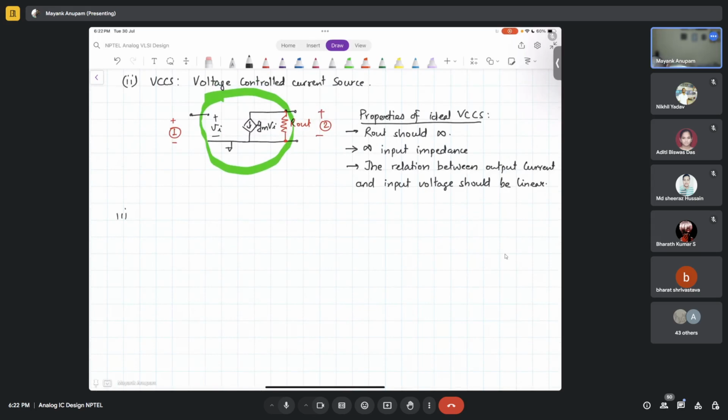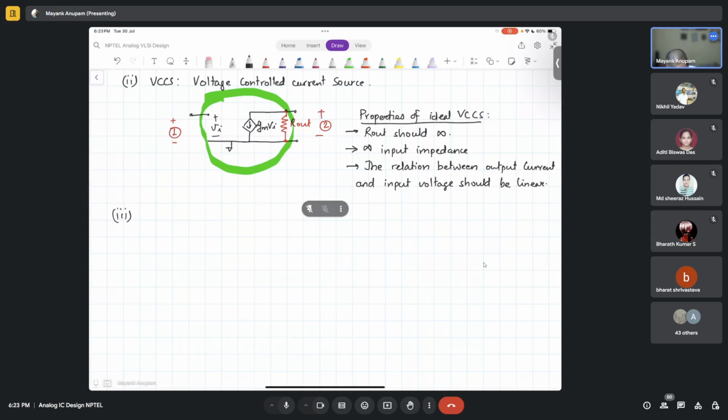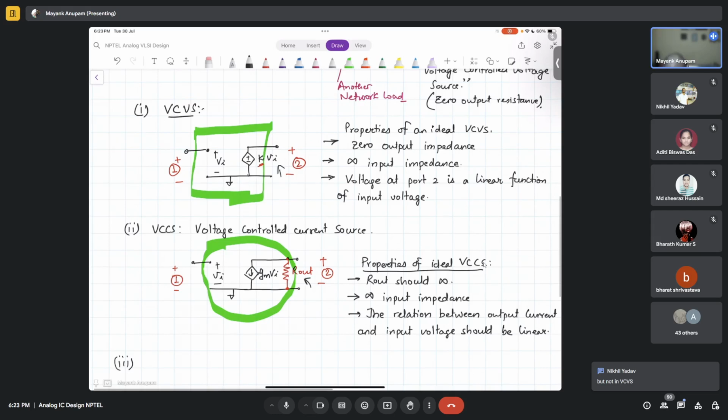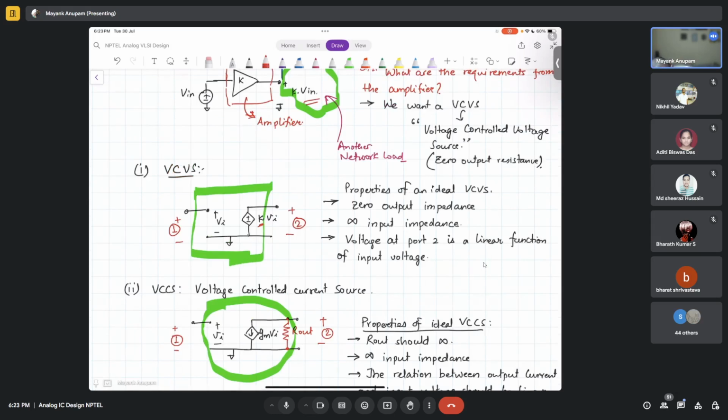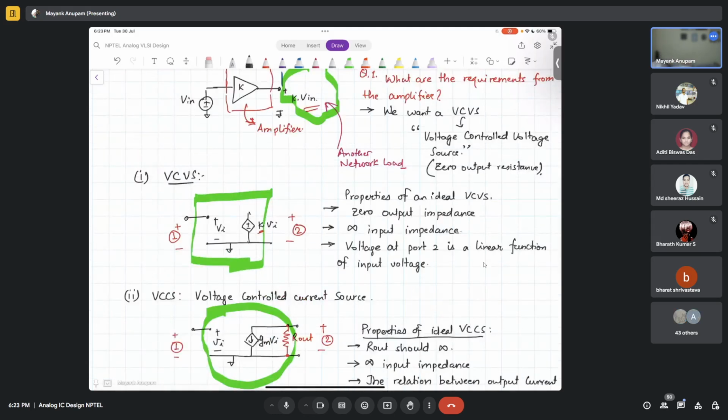Let's go to the other sources. What are the other sources? You said VCCS, VCVS. What are the others? One of you has asked why we have considered R out here and not here. Basically, I have not shown it in the figure here, but it should be considered here also. Since it is ideal, I didn't talk about it. This is R out.